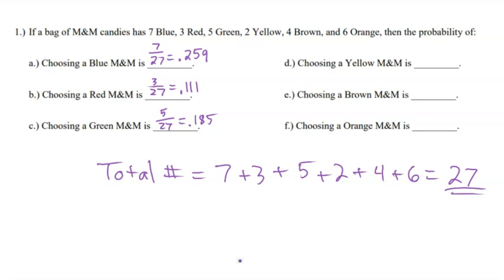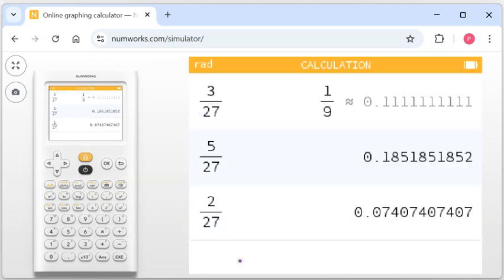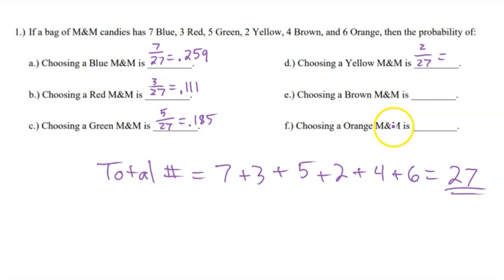How about the probability of choosing a yellow M&M? Yellow, there's 2 yellow M&Ms, so it's going to be 2 out of 27. So we're going to go 2 divided by 27. That's 0.074. Probability of choosing a brown.